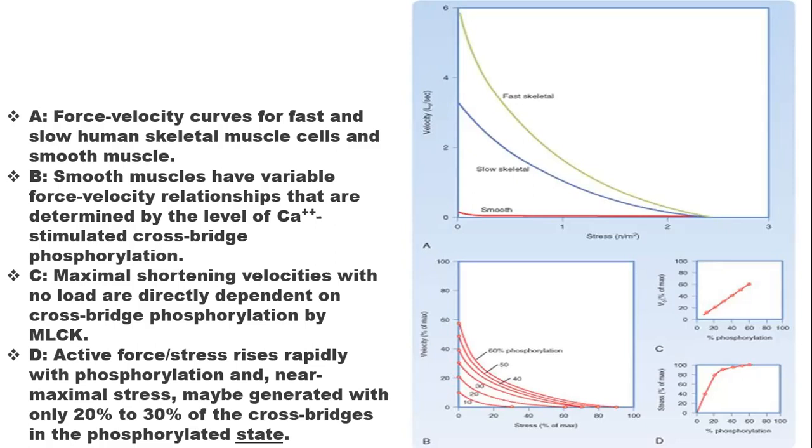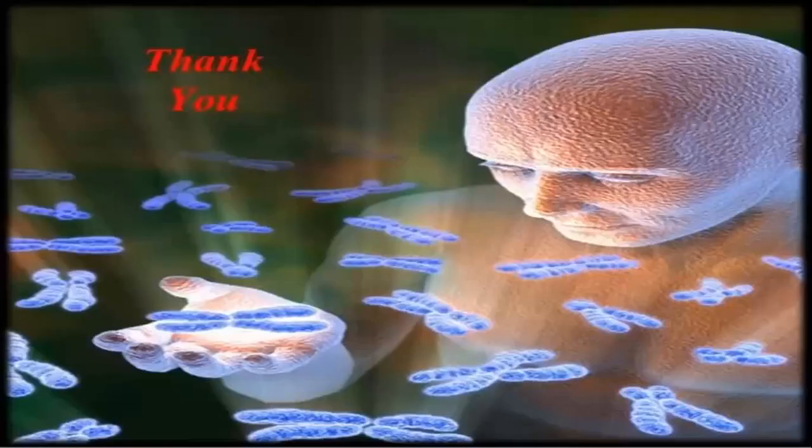Now we come to figure D. Active force by stress rises rapidly with phosphorylation, and near maximal stress may be generated with only 20 or 30% of cross bridges in phosphorylated states. So this was about the force velocity curves.